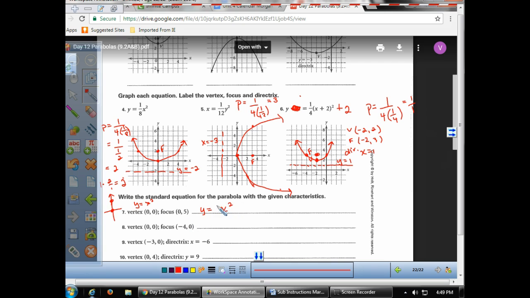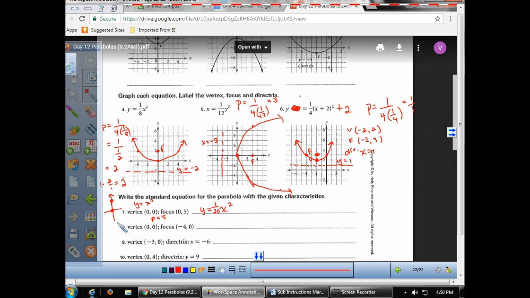But I still need my a value out front. And this is saying that p must be 5. So p is 5, so this is going to be 1 over 4 times 5, or 1/20th. And that's how you're going to do that one. And you don't actually have to graph it. You just have to write the equation.